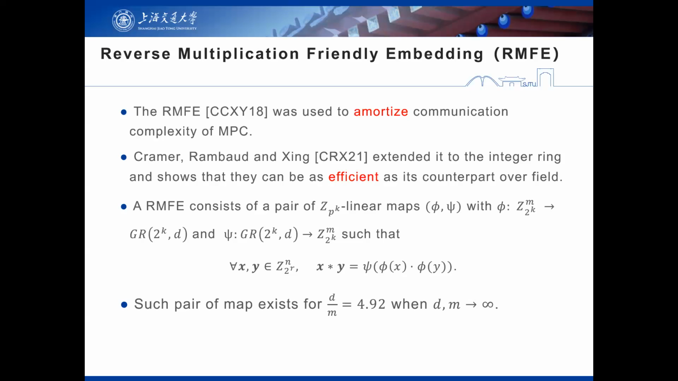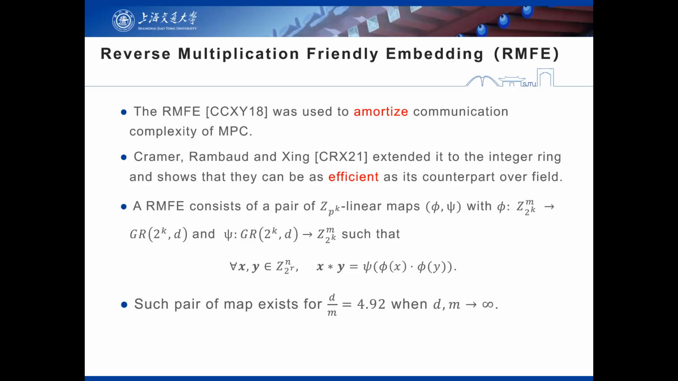Actually, it's doable. In 2018, we, together with Ronald Cramer, Ignacio Cascudo, and Xing Chaoping, introduced this RMFE technique to amortize communication complexity. Cramer, Rambaud, and Xing further extended it to integer rings instead of fields, and showed that they can be as efficient as the counterpart over fields. I just want to introduce the idea of this RMFE.